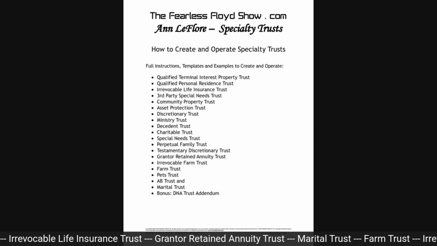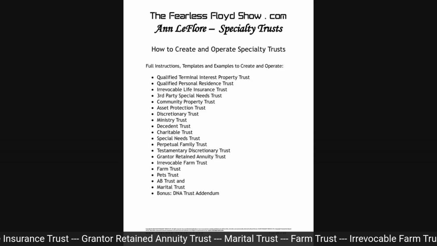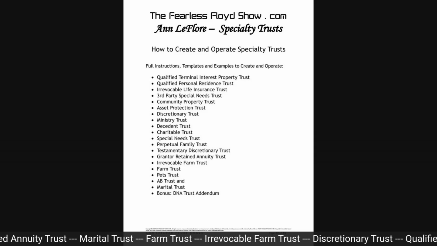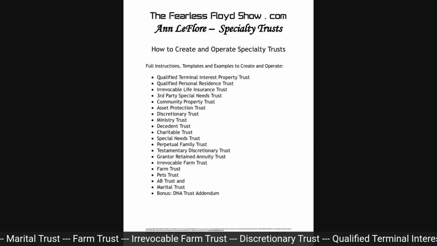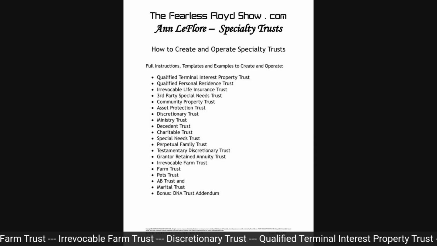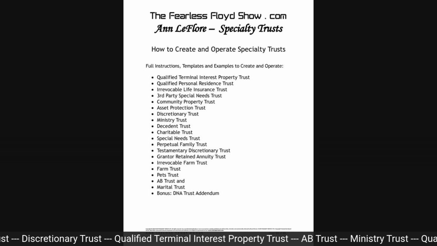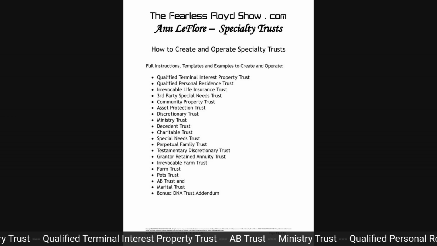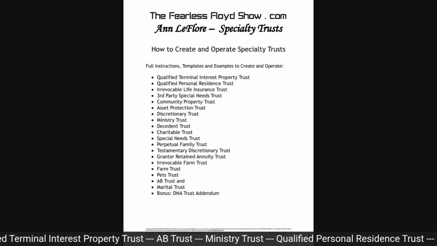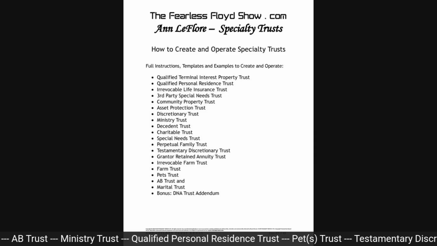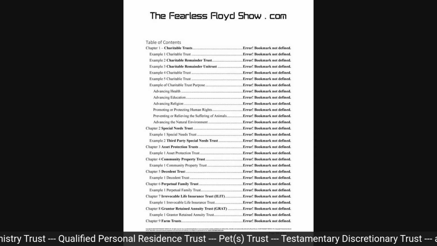Bonus DNA Trust Addendum, where you can claim your biological and biometric material, but mainly it is for your biological DNA, by doing, and no endorsement here, 23andMe, Ancestry.com, one of those DNA testing sites. So you can claim it. Let's move on to the next slide.